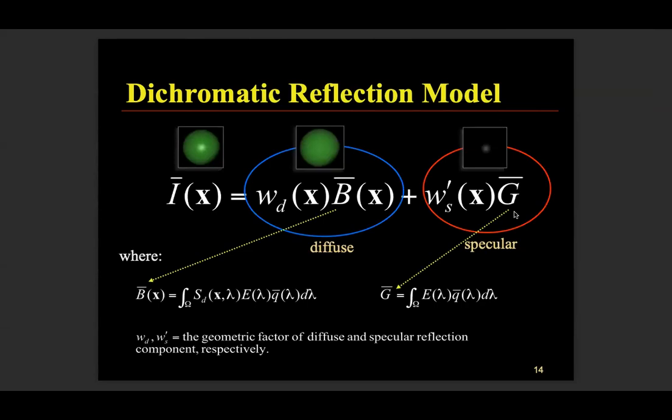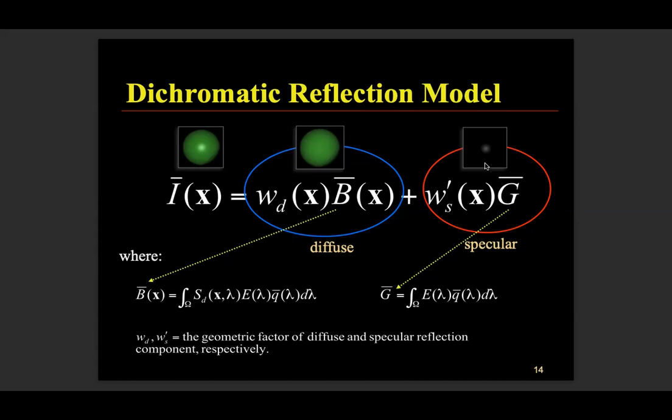So instead of the integral function, we just clump this integral function into just B, the color of the diffuse object. In this case, the green color of this object becomes B, right? And the difference in terms of the pixel value is because of WD, but the color of the object is based on B bar. This is B in RGB, in color channels, in color factors. And G is also representing the color of the specular reflection here. It is not necessarily white. If your light is white, it is white. But if your light is red, it will be red.